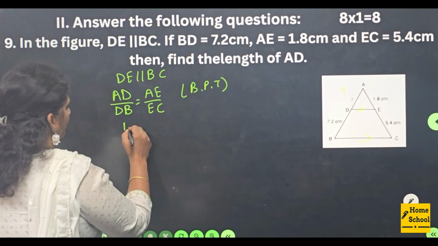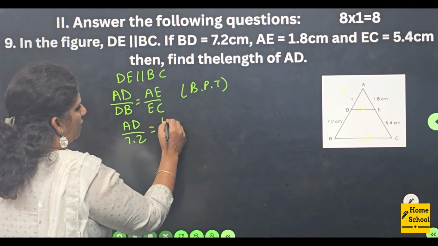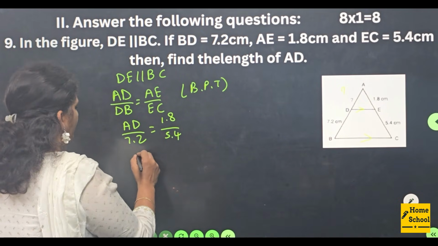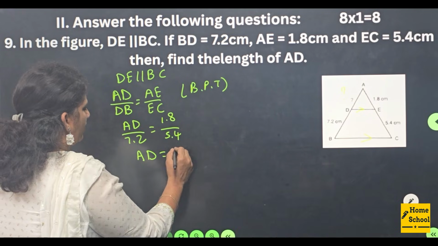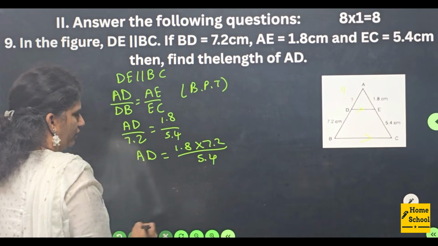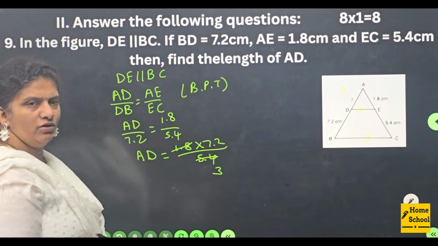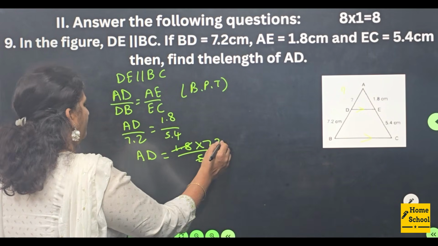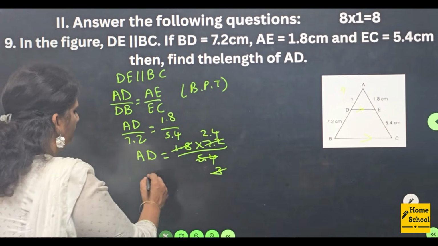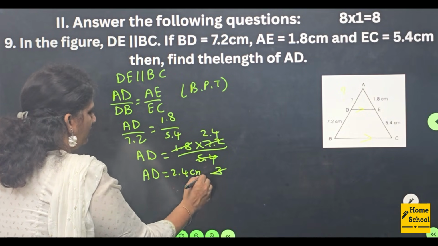AD is not given, DB value is 7.2, AE is 1.8, EC is 5.4. Now cross multiply: AD is equal to 1.8 into 7.2 by 5.4. Now 1.8, 3 is 5.4. Now again 3 2s are 6, 3 4s are 12, that is 2.4. Therefore, AD is equal to 2.4 centimeters.